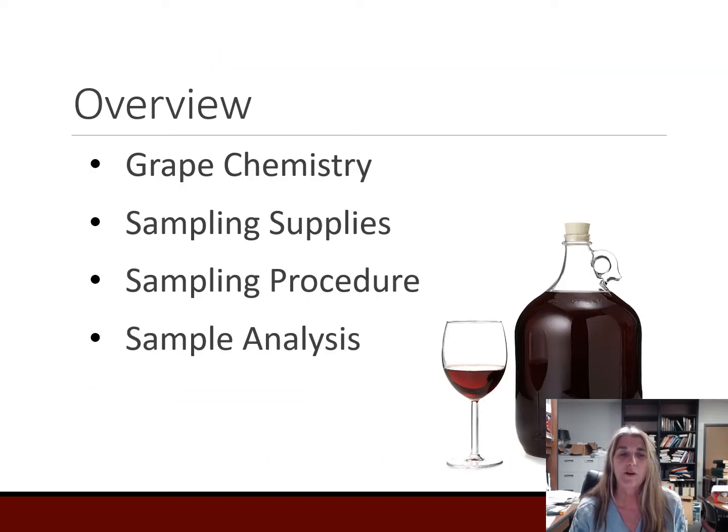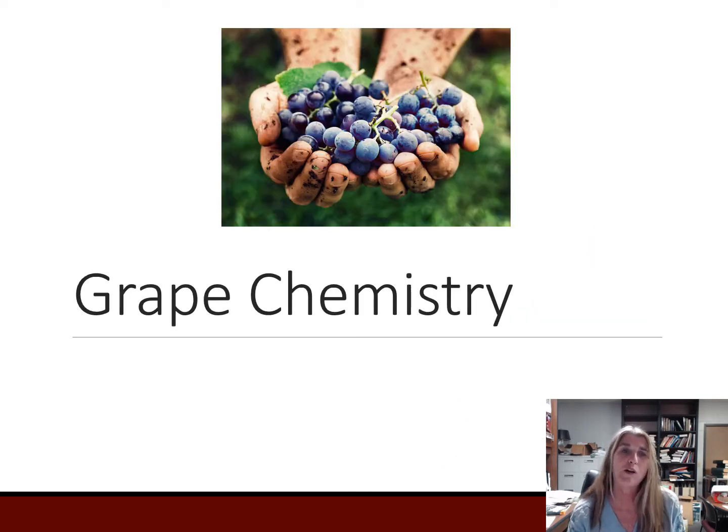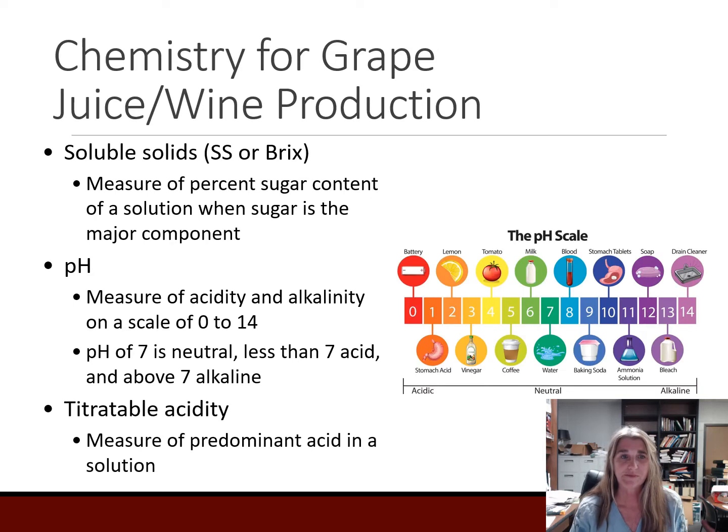We're going to talk about grape chemistry, sampling supplies, sampling procedures, and sample analysis. Let's go on to grape chemistry. Chemistry for grape and wine production. There are some key elements that we're looking for.